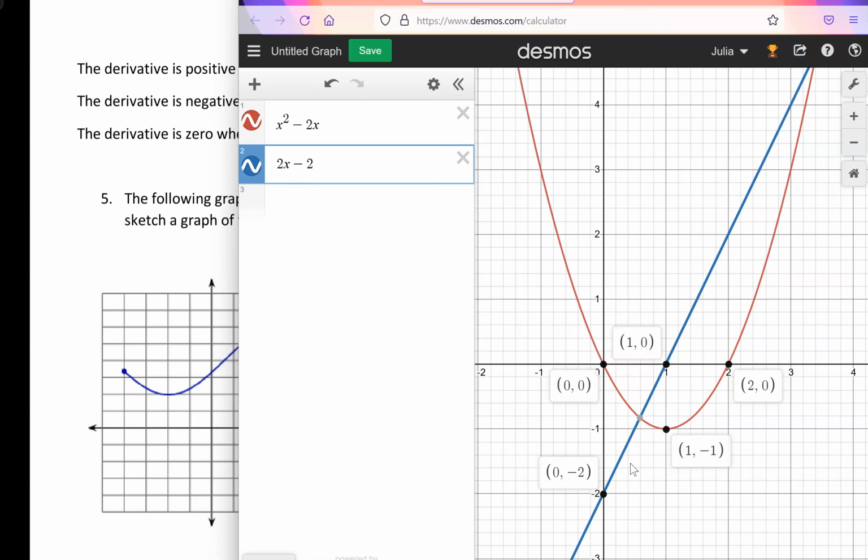If this line is representing the slope of tangent lines, then I can read it like this: on the left-hand side, from x equals negative infinity, we're seeing negative slopes. The negative slopes get closer and closer to 0 and reach 0 at 1. Then the slopes turn positive and get steeper and steeper, so the slope is getting bigger and bigger as x is increasing.